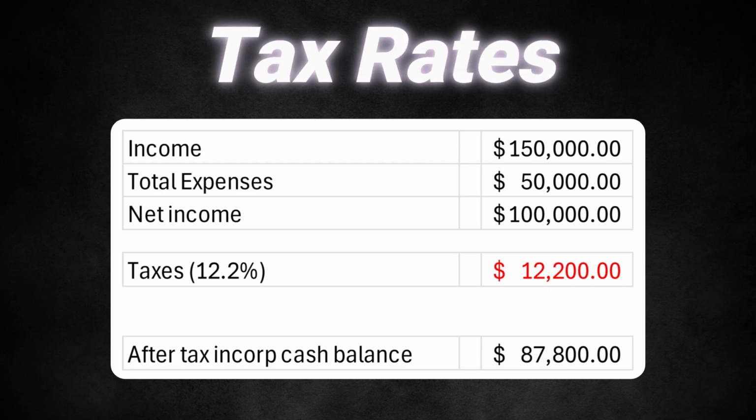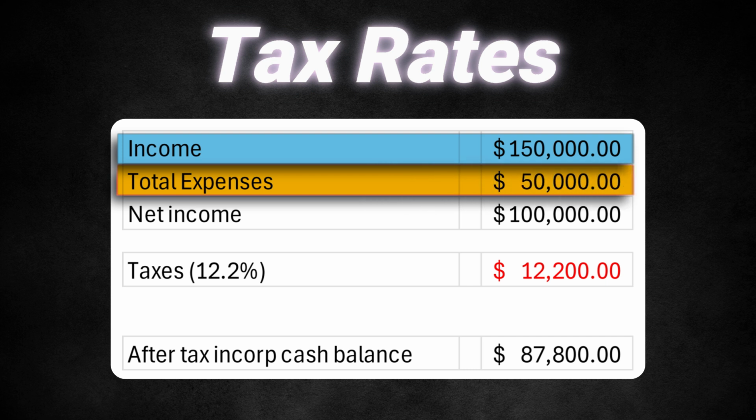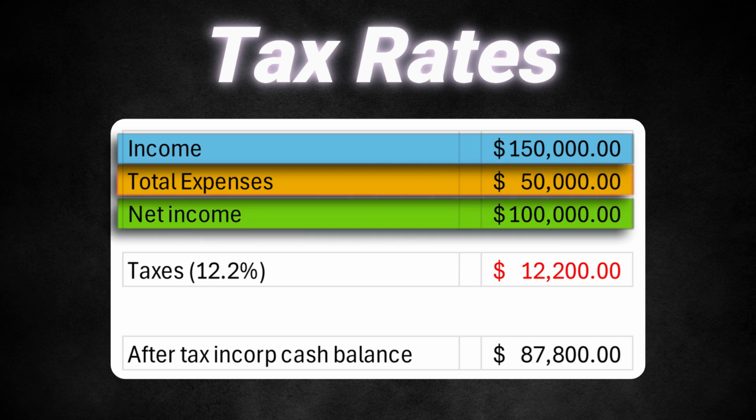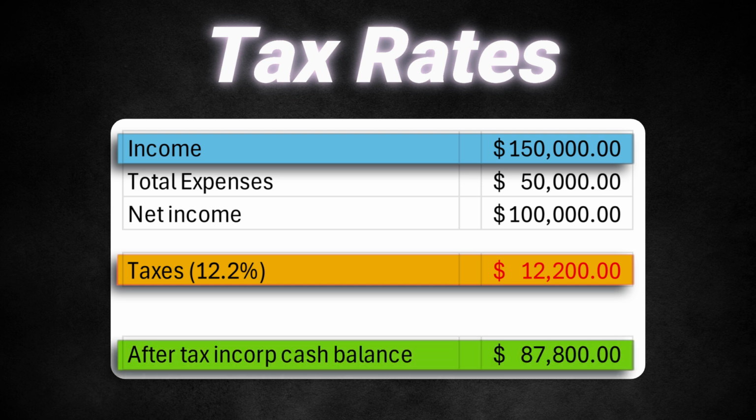So let's assume you are an independent contractor who's working and making $150,000. After your total expenses of $50,000, you'll be left with $100,000, for which you will be paying taxes of 12.2%. That means $12,200. After the taxes, you'll be left with $87,800 after tax in the corporate tax balance.